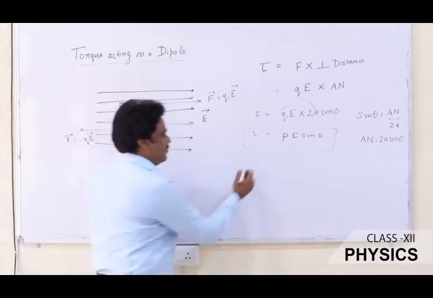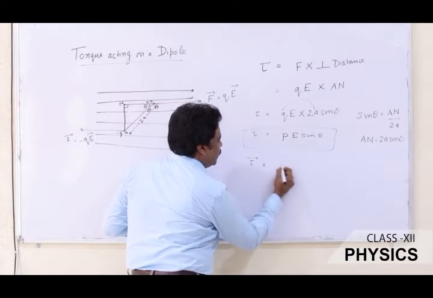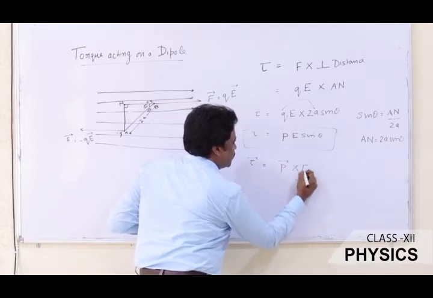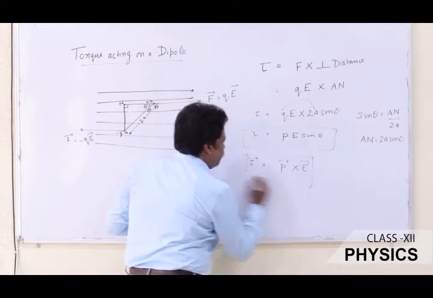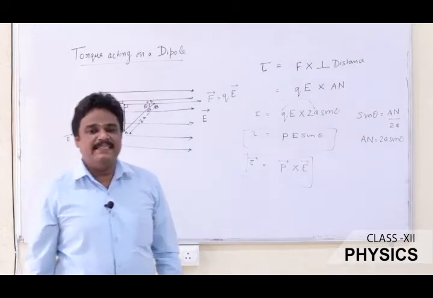Now how do we write it in vector notation? It will be tau vector is equal to P vector cross E vector. That is the vector form of the torque experienced by the dipole.